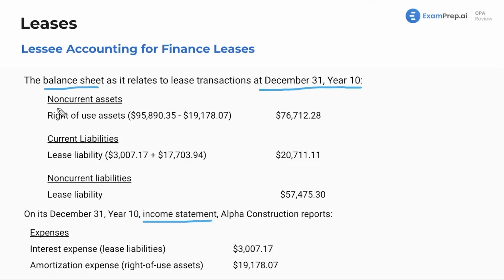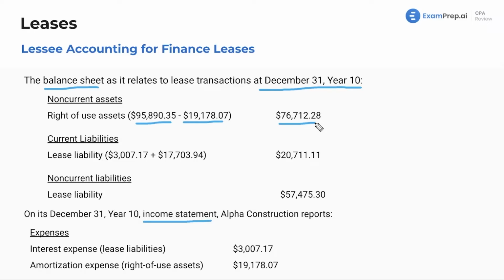Well, first we're going to start with our non-current or long-term assets. What is that? That's our right of use asset. We started with our present value balance of $95,000. However, as we saw in that journal entry we just made, we reduced it by 1 period's worth of amortization expense. So that simply gives us a remaining asset of $76,712. Cool, makes sense. Pretty straightforward there.